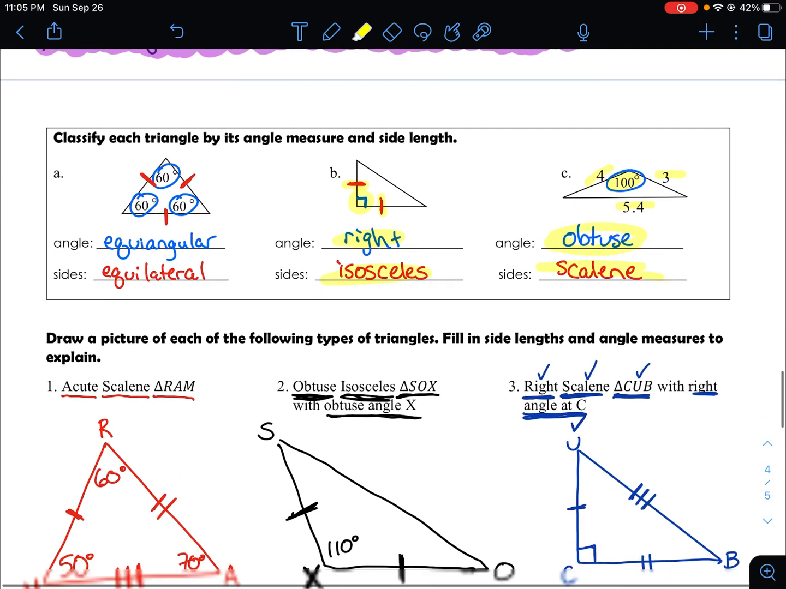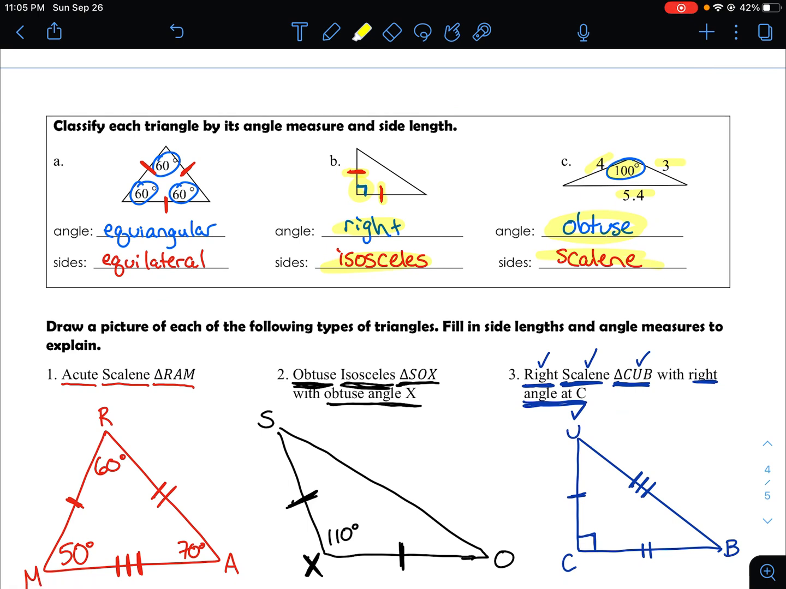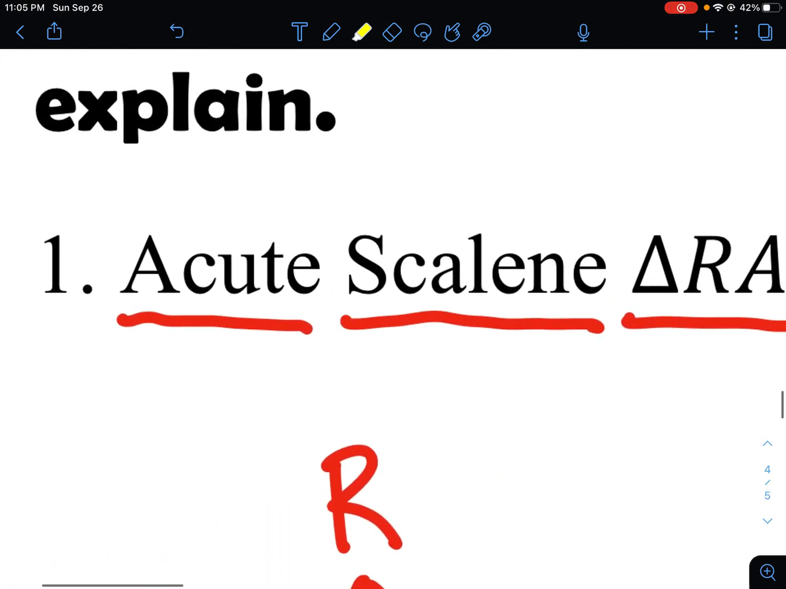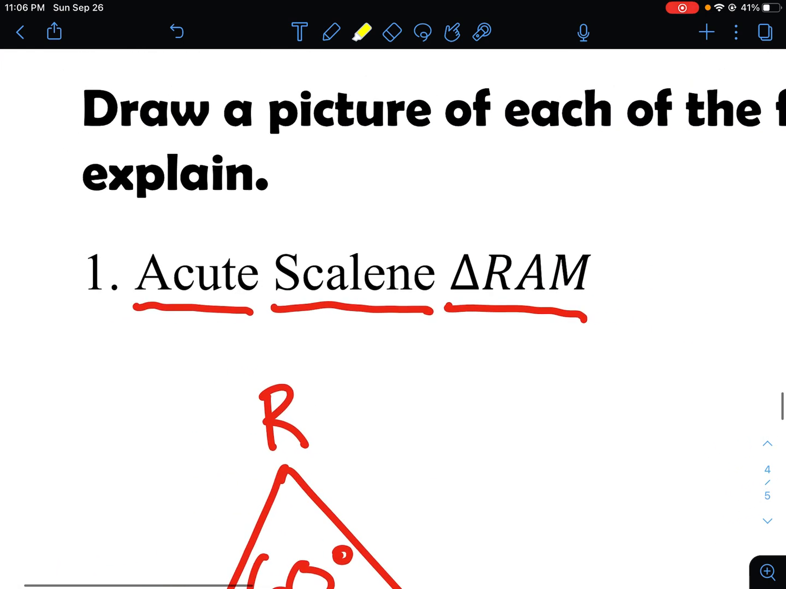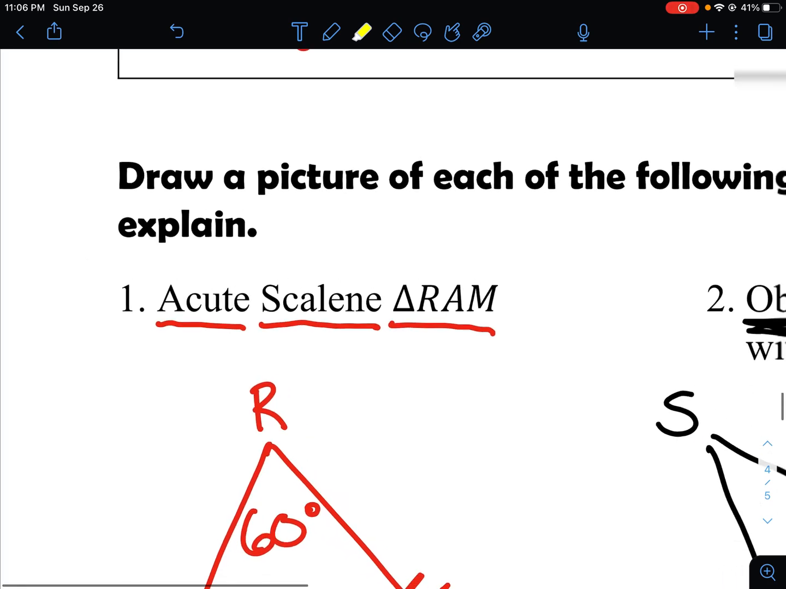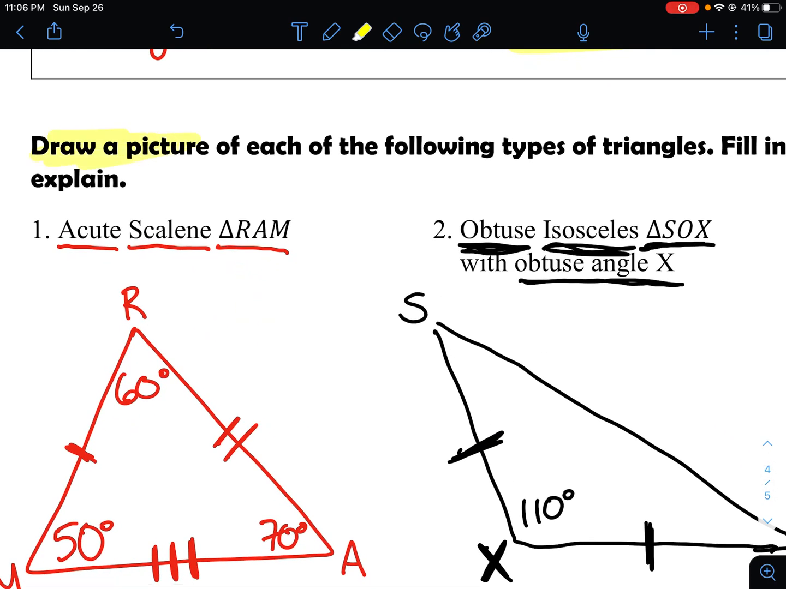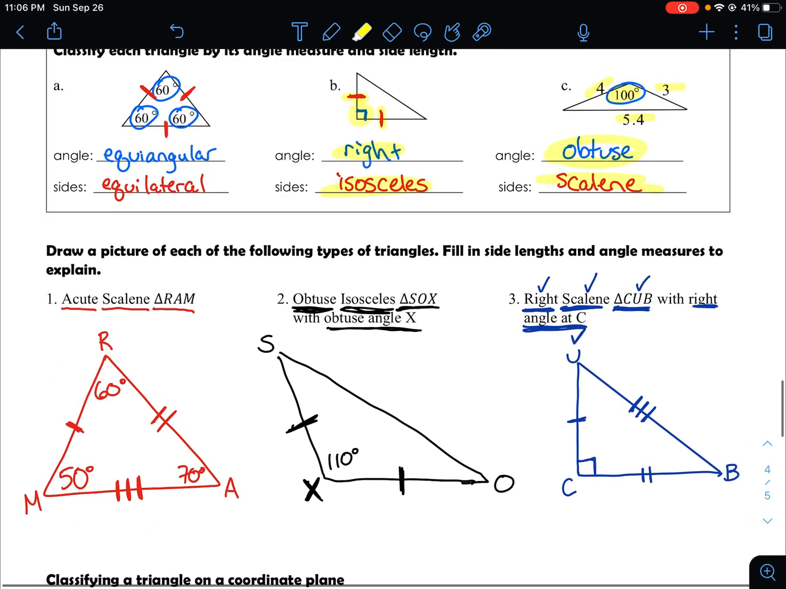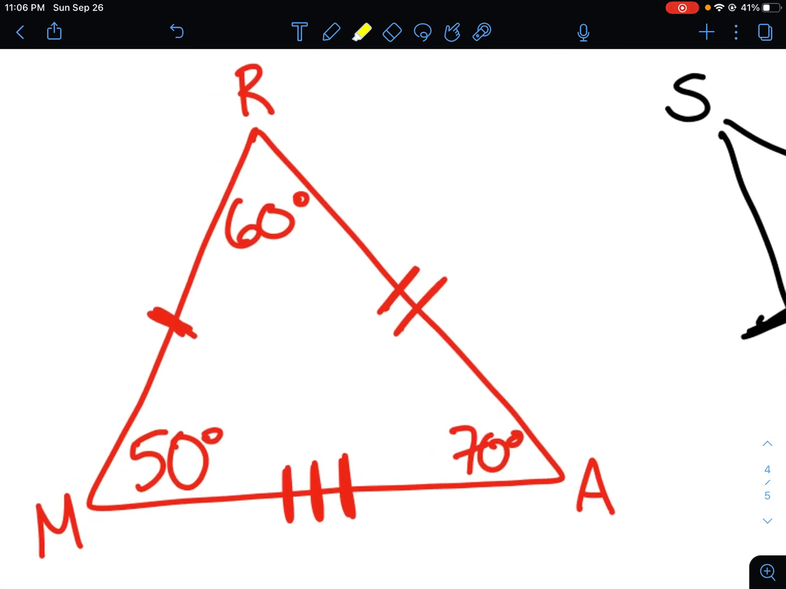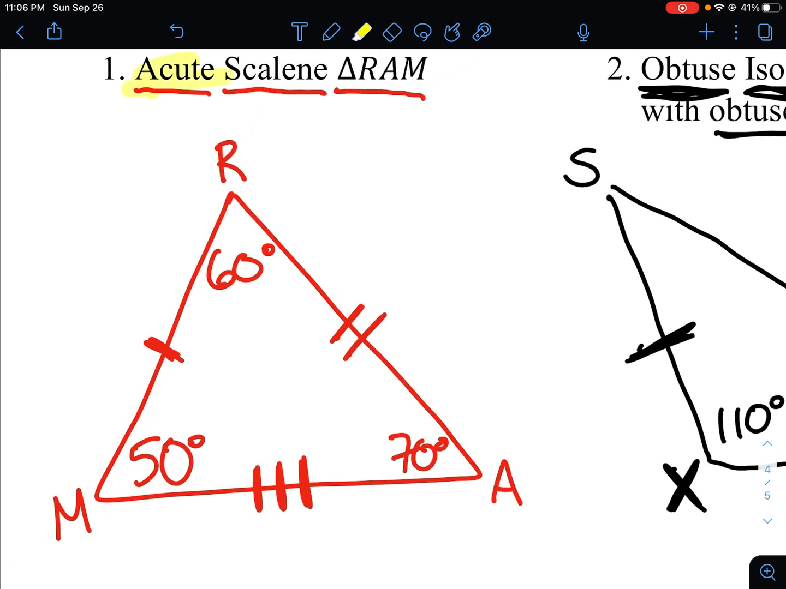Okay. Now, something you might be asked to do is this. Instead of, here's a picture, tell me what it is, you might be given the opposite idea, which is draw the picture based on knowing what type of triangle it is. So example 1 here is acute scalene triangle RAM. And all it tells us to do is draw a picture of each of the following triangles. Fill in the side lengths and measures to explain. So you can really pick up or put down any numbers that you want as long as it matches that criteria. So acute means all three angles need to be less than 90. 60, 50, 70. Done.